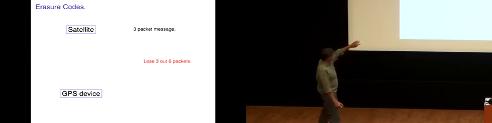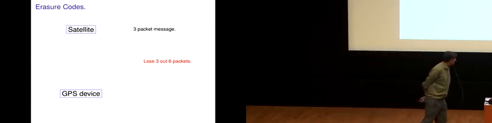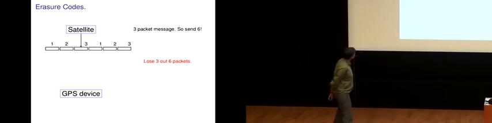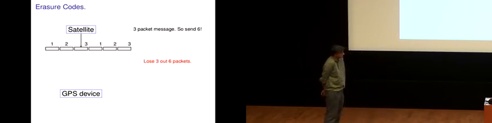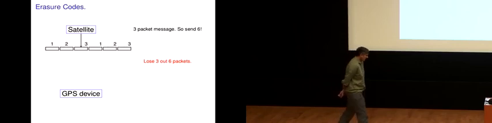So there's a 3-packet message. We want to send 3 packets, right? Those 3 packets have some information that the satellite wants to tell the GPS device. And so it's a long way, so you lose some messages. So there might be 6, you want to send more because you might lose some of the packets. Okay? So what's the right thing to do?